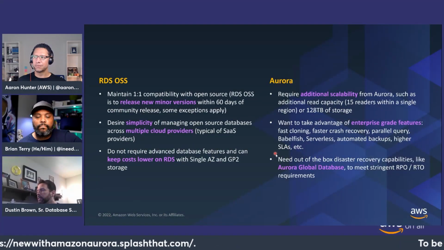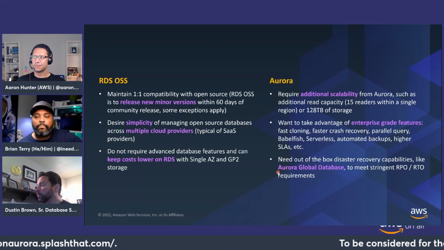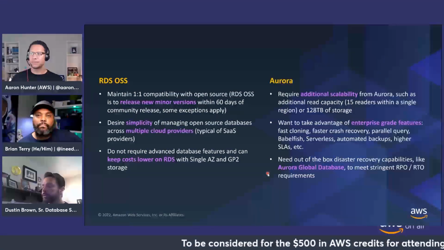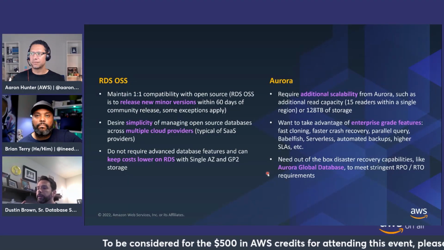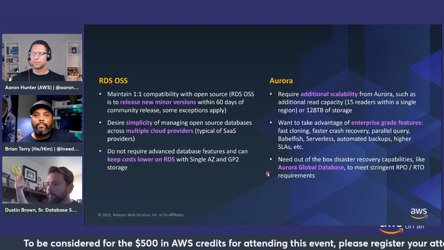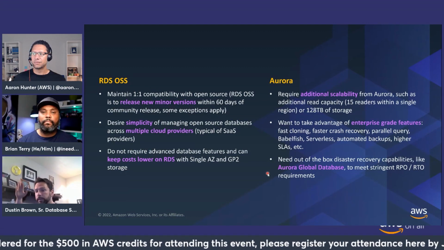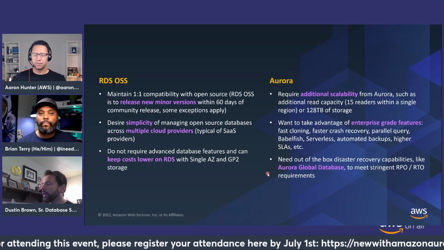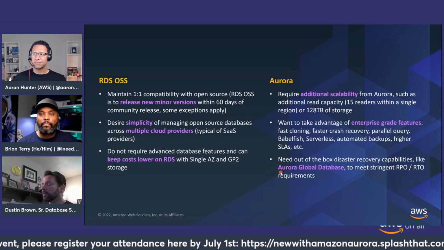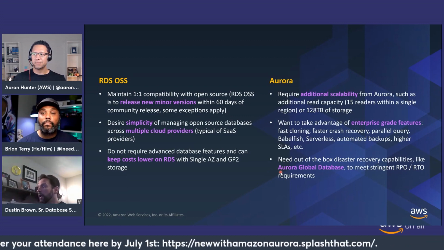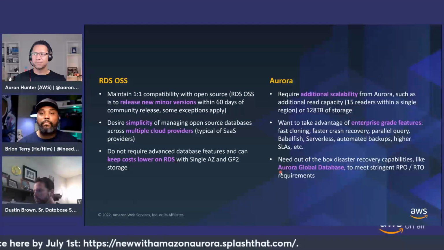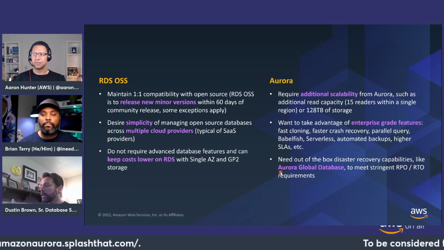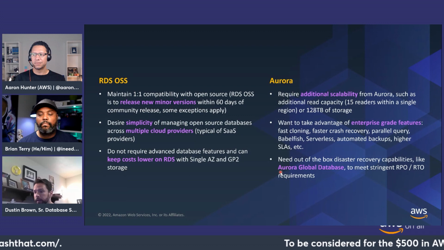Then if you need out-of-the-box disaster recovery capabilities, like Aurora Global Database, Aurora Global Database is there so that you have an opportunity to fail over your database to, let's say we had, heaven forbid, a disaster on the East Coast and it took out the entire region. You would then be able to fail over your instance to another region in a very timely manner. So that's one of the benefits of Aurora Global Database. You can also use that as a read-only for your users who are in another region.